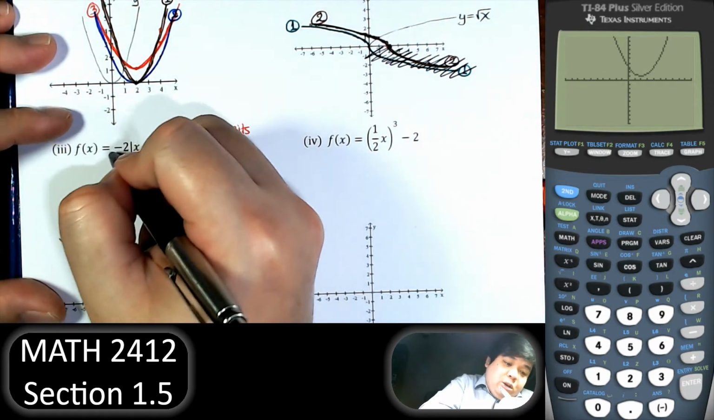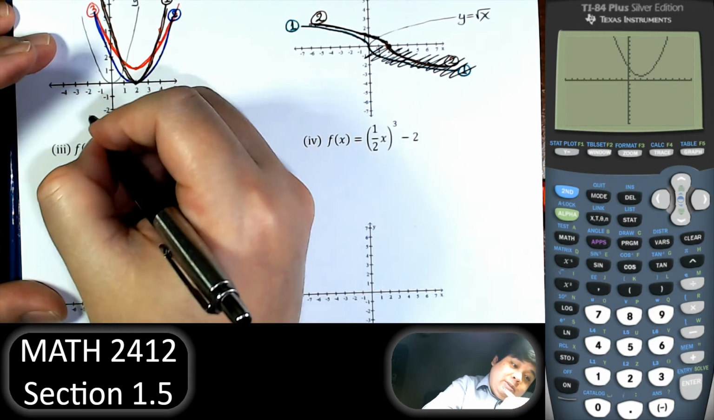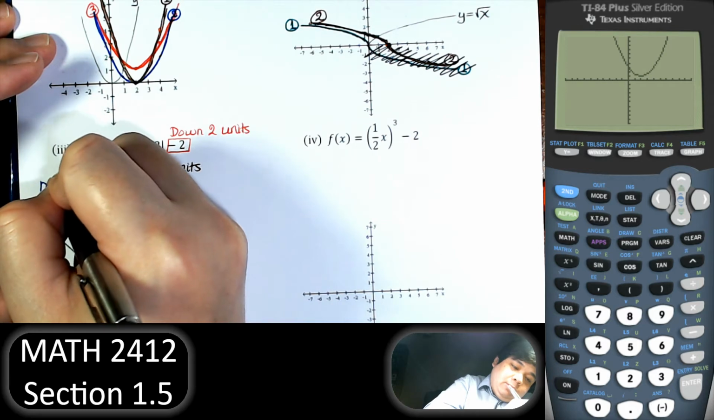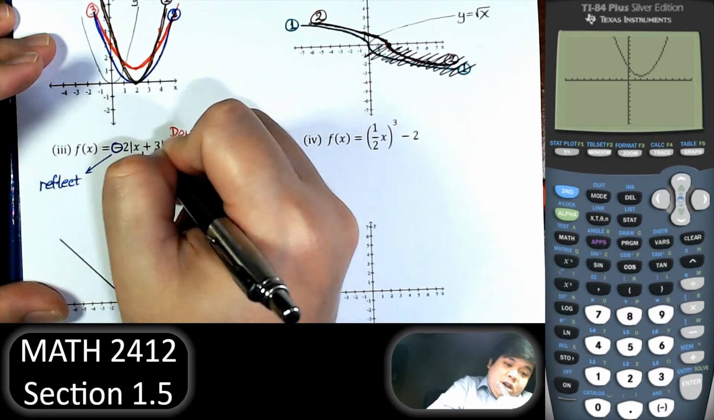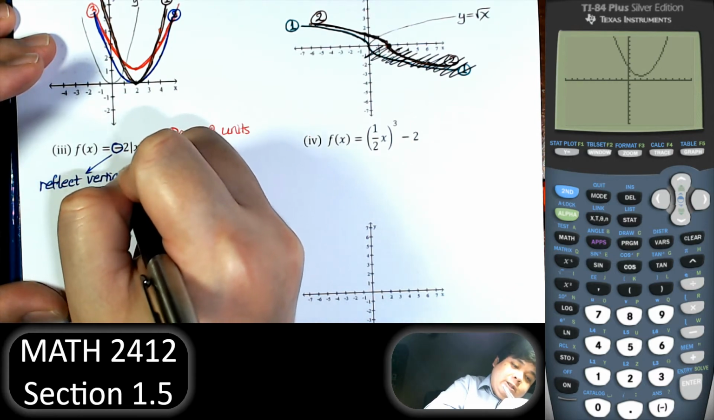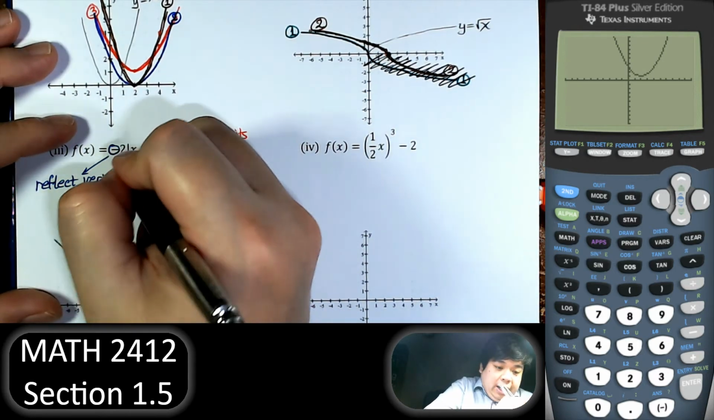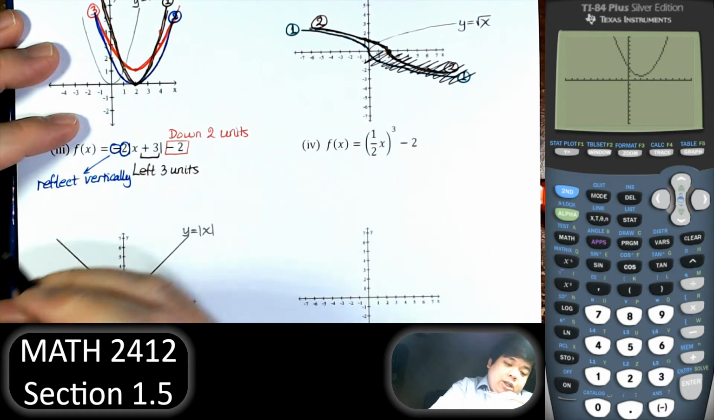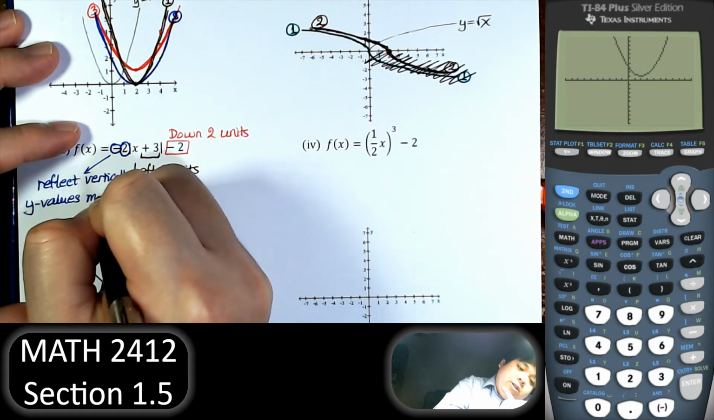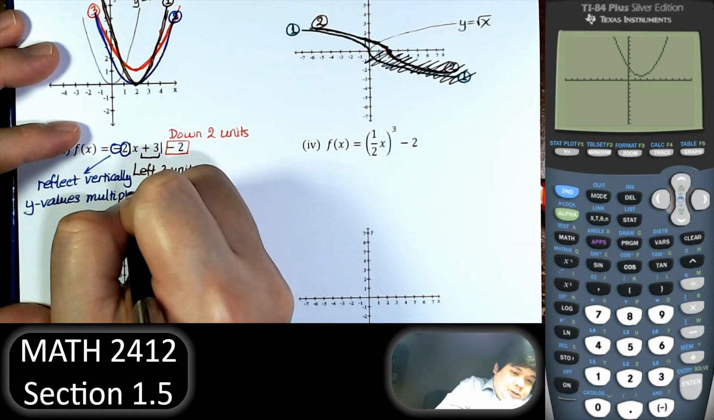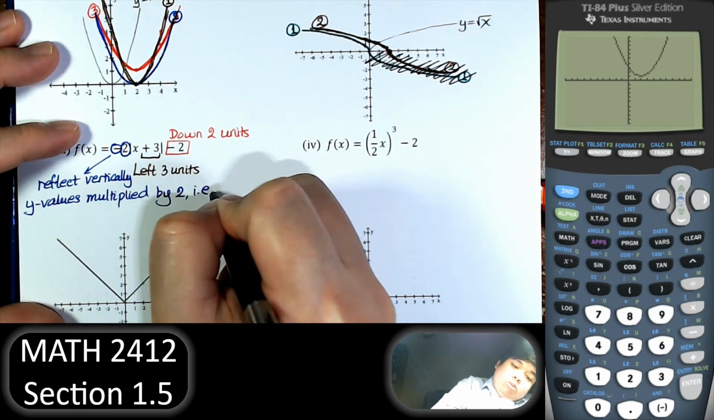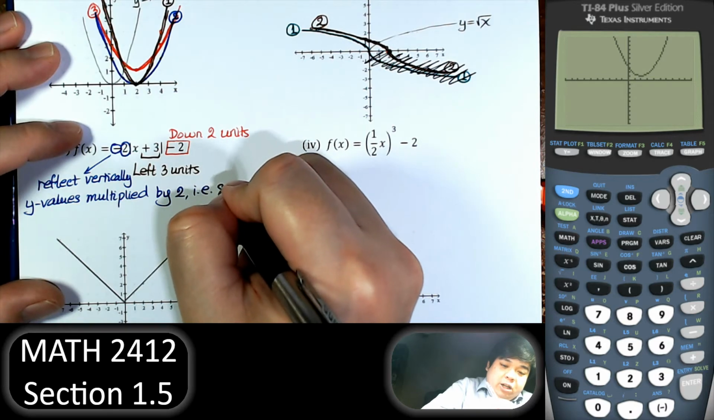And there's the minus, which would be vertical reflection. Because it's on the outside of absolute values, reflect vertically. And then there's a 2 as well. So y values multiplied by 2. Multiplied by 2, meaning that it will be stretched.